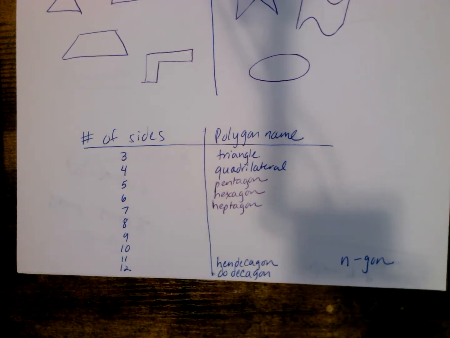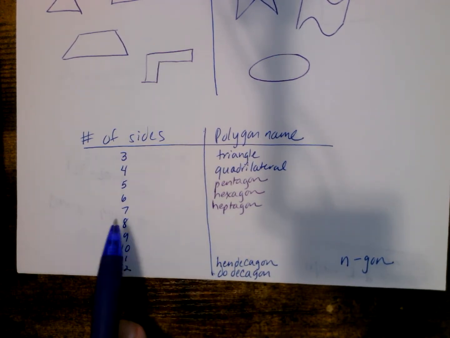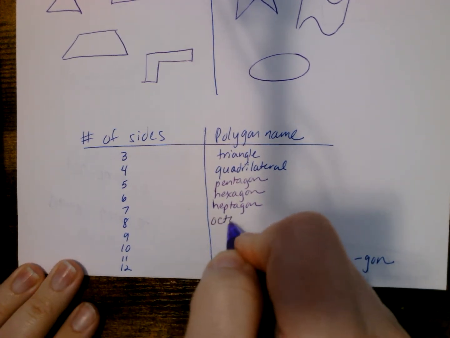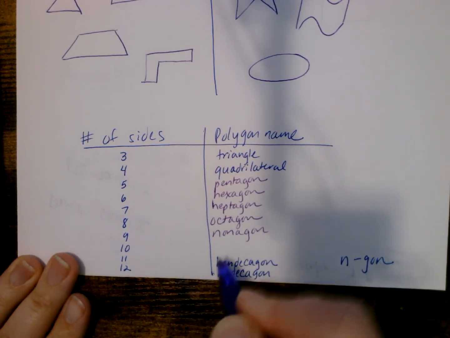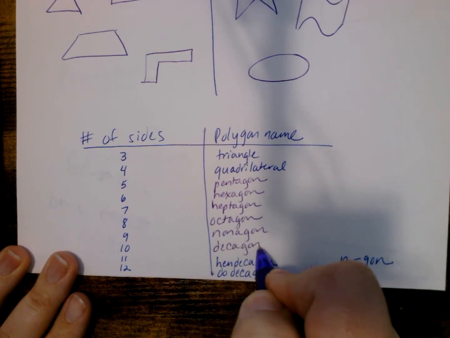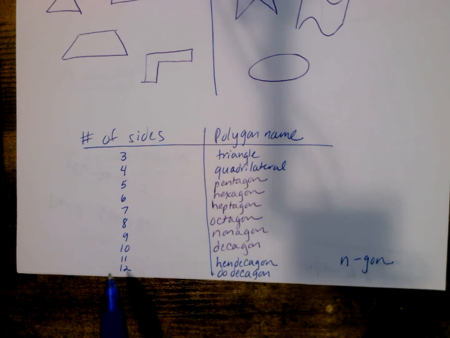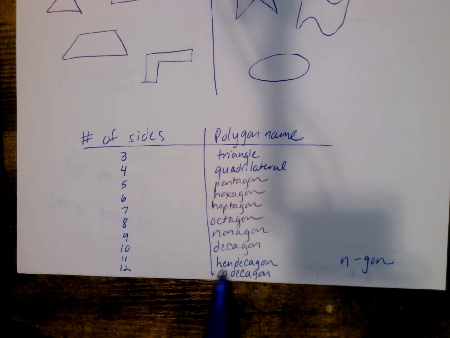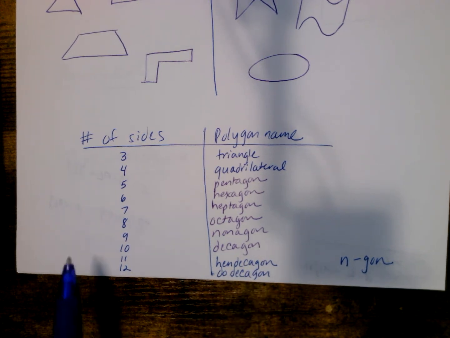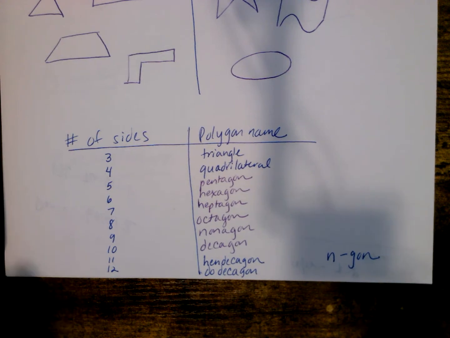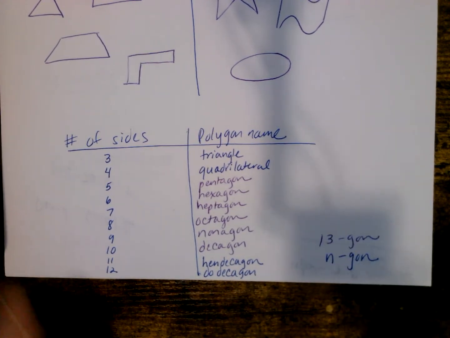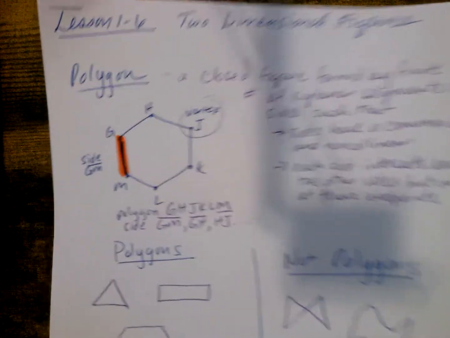Hexa is 6. SIX spells 6, so hex. Hepta is with 7. 8, good old stop sign, octagon. 9, nonagon. And 10 is decagon. And then after 10, 11 is called hendecagon. Hen being a prefix for 1. 1 and 10 make 11. 12 is actually called dodecagon because do is the prefix for 2. So 2 and 10 make 12. Anything after 12, honestly, you can call it an n-gon. So like a 13-sided figure would just be a 13-gon. That's all you'd have to call it. All right? So that's our intro to polygons.